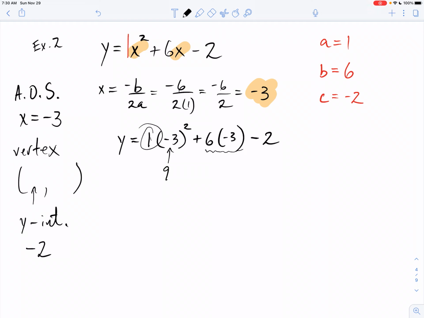Well, 6 times -3 is -18, so I'm just going to write it down as a negative, and then minus 2 more, and now I have to combine all these numbers. So 9, take away 18, take away 2 more, I get a grand total of -11. So what did I find? I found the y value is -11 when the x value is -3.